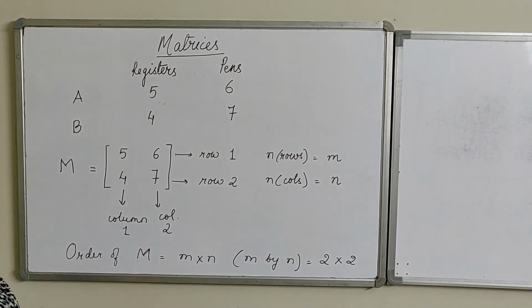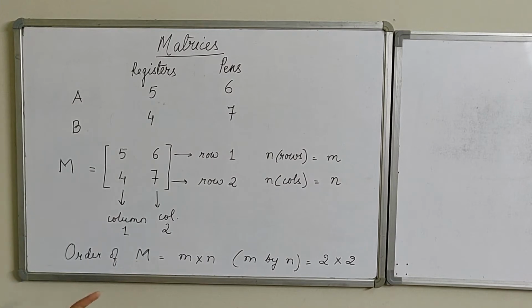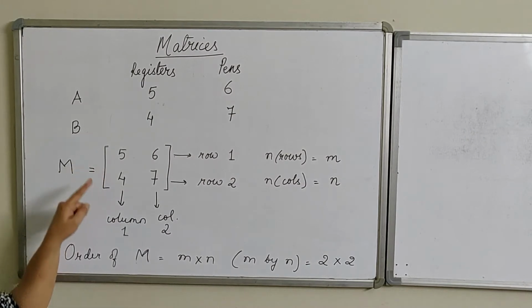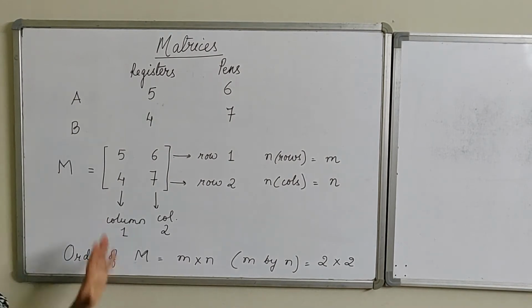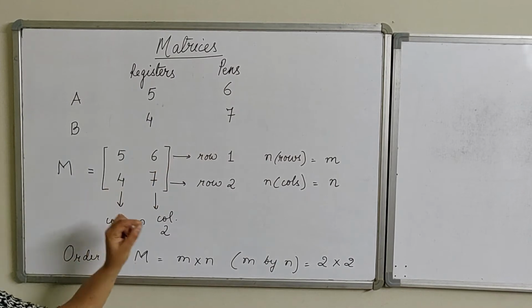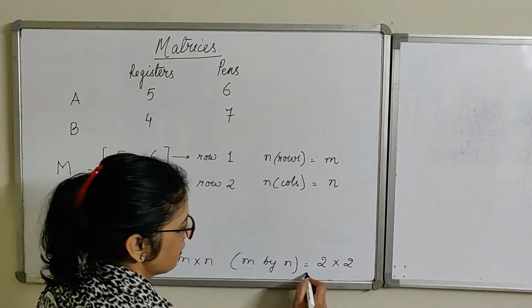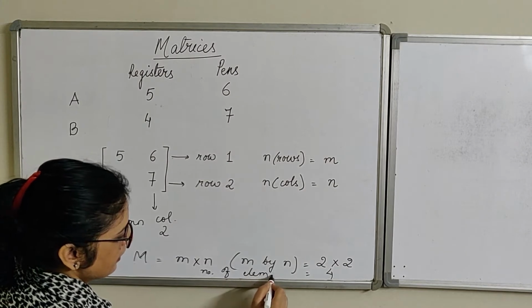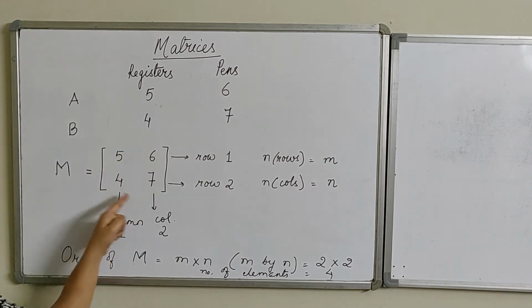The first row gives us unique information. It tells us how many registers and how many pens have been bought by person A. Likewise, the first column again gives us unique information, that is the number of registers bought by person A and by person B. So interchanging any of these numbers will interchange the information. The information has to be written in rows and columns and in the right order. Since the order of the matrix is 2 by 2, the product is 4, which also gives us the number of elements in the matrix. The matrix has 2 rows and 2 columns, so the number of elements is 4.